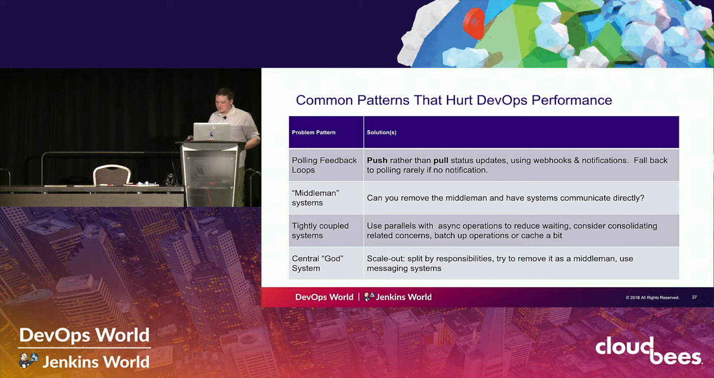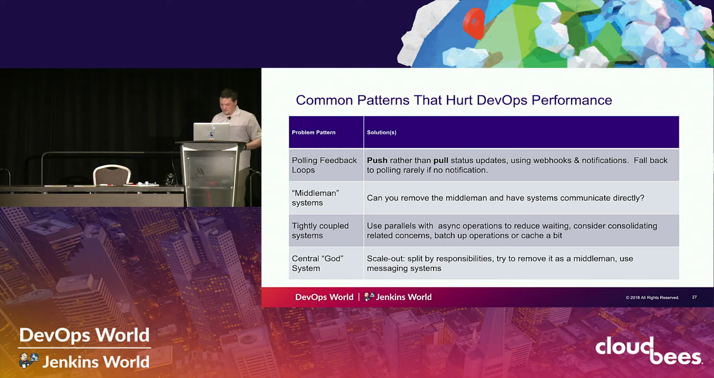Also, think about caching. Think about maybe, can these two systems be combined into one if they're constantly chatting? Can we at least move them physically closer so that the communication latency isn't as long? And finally, we'll talk about kind of the God system, which I actually would argue Jenkins in the current architecture is often a God system. It does everything. And that's good.